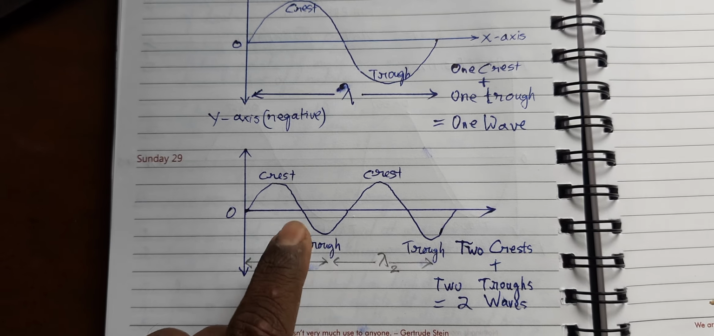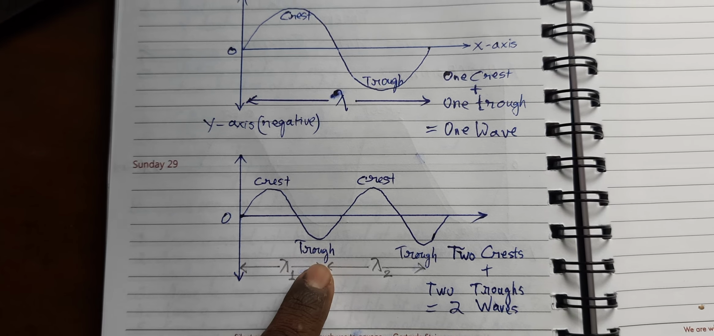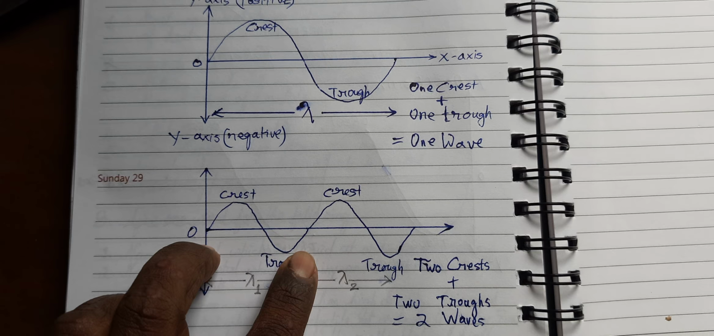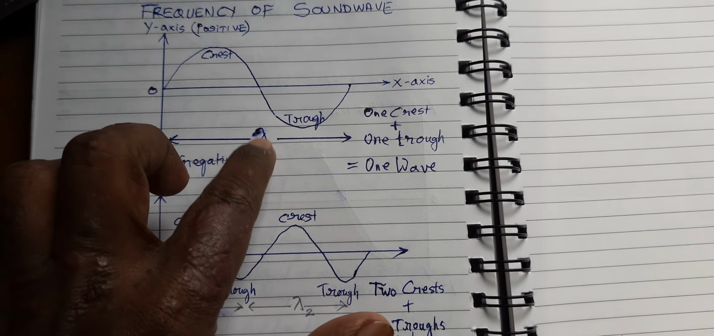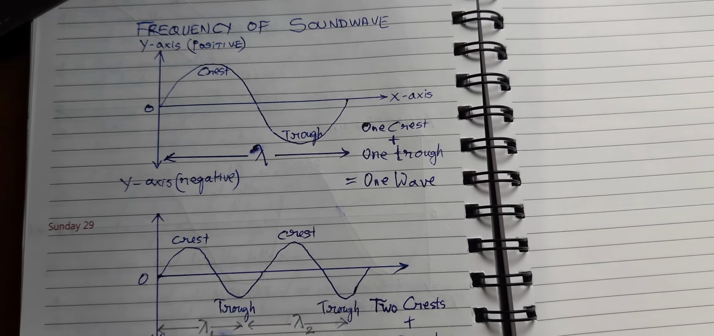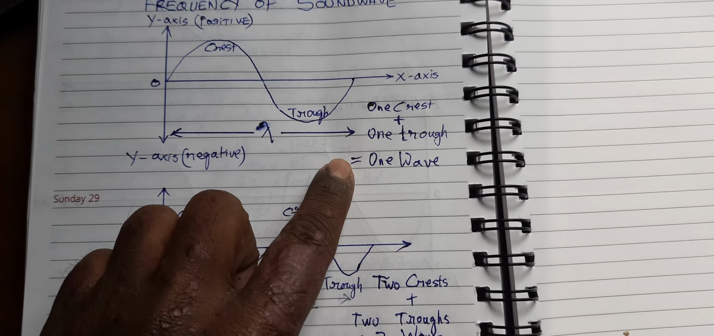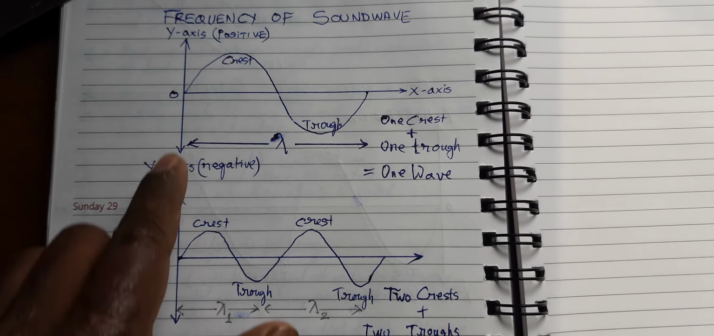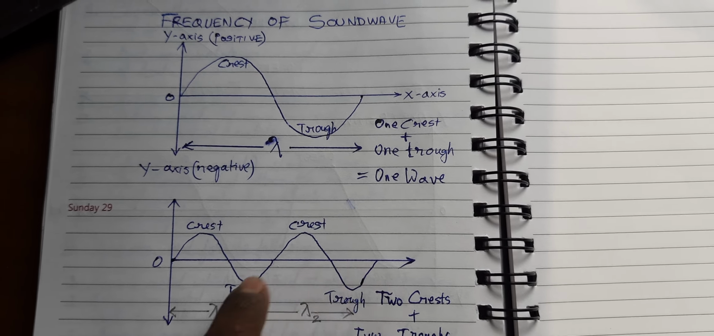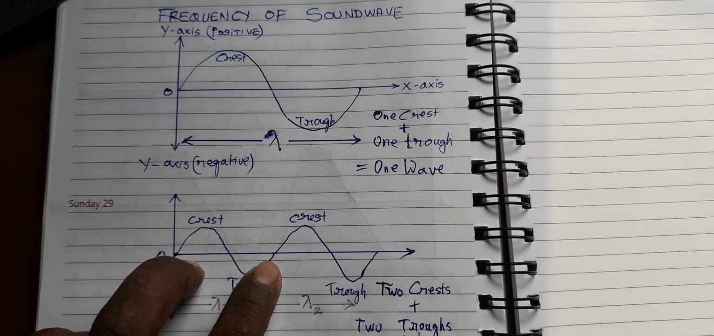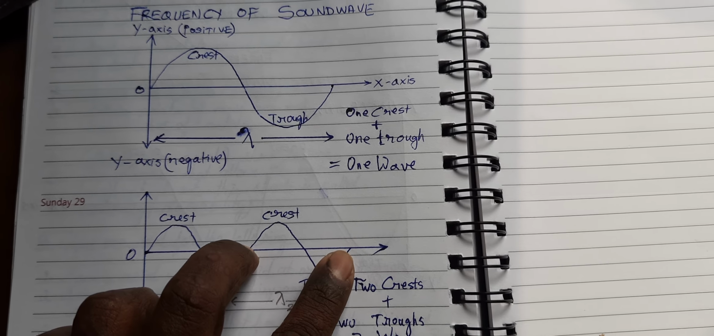So as you can see over here, this particular wave has two wavelengths. The amount of distance in this particular wave, these two wavelengths, when you add up, you get one of that wavelength. We have two wavelengths over here. From here to here one wavelength, from here to here another wavelength.